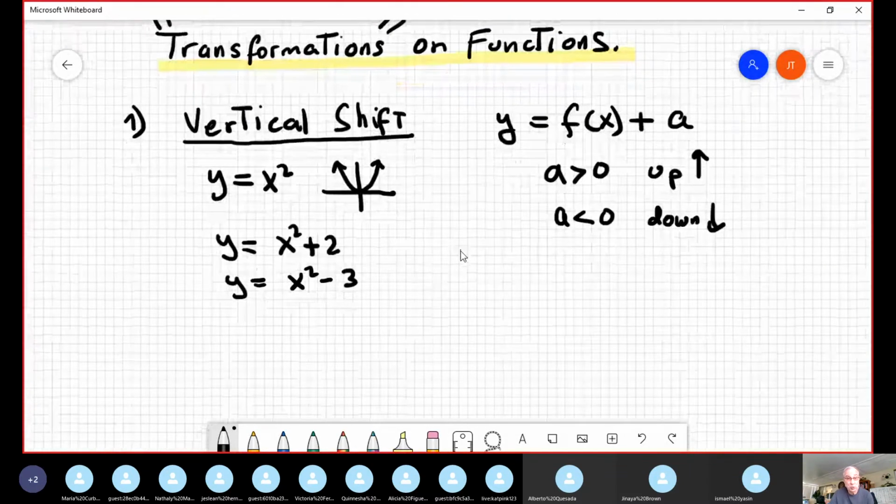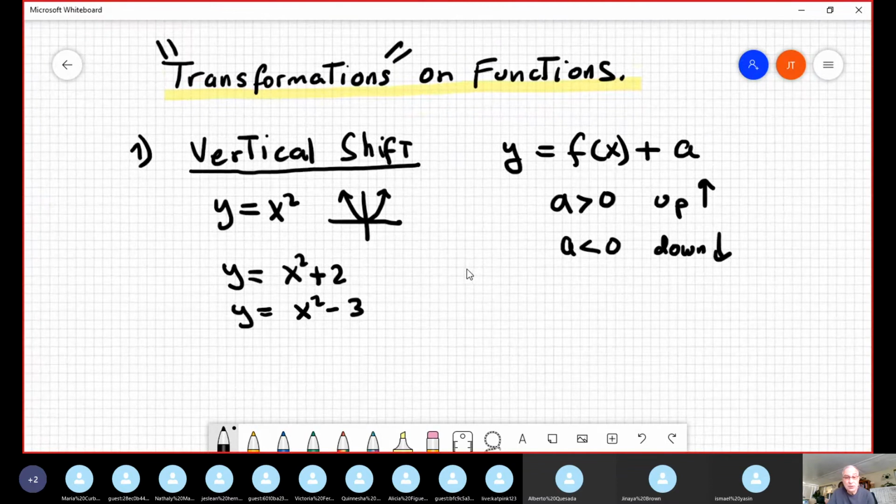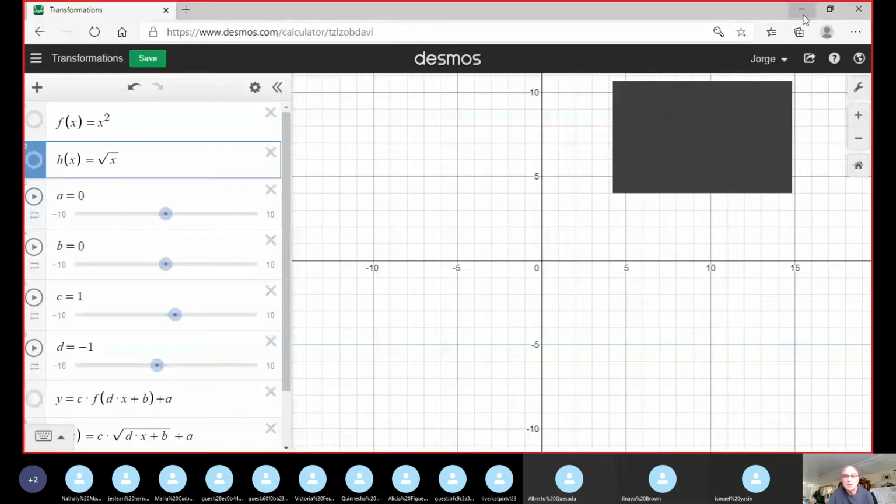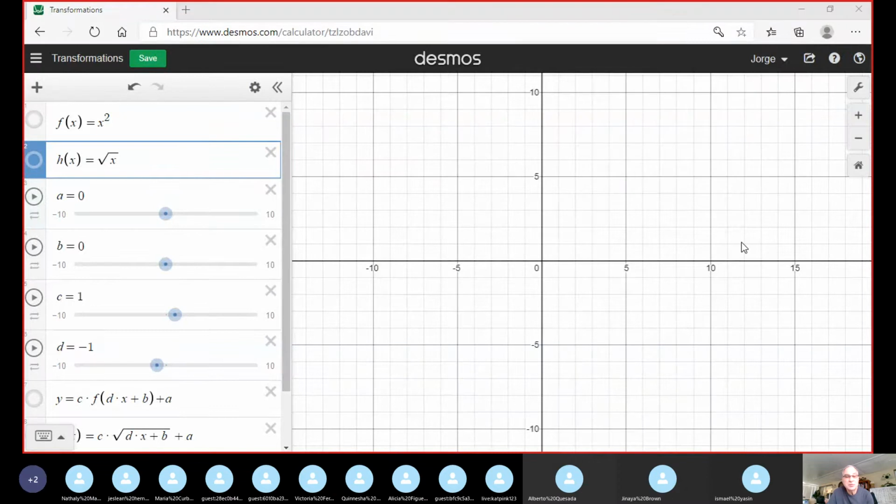And Desmos. Okay, I prepared one Desmos document, a script to illustrate this transformation. Basically, we have 4 transformations, and they can be combined. Okay, let me switch to Desmos. Share screen, switch to Desmos. This is Desmos now. Okay. Do you see Desmos? Yes. Yes or no? Yes.